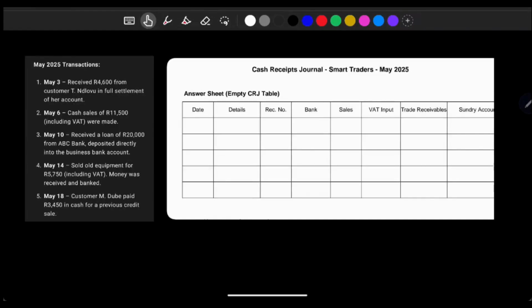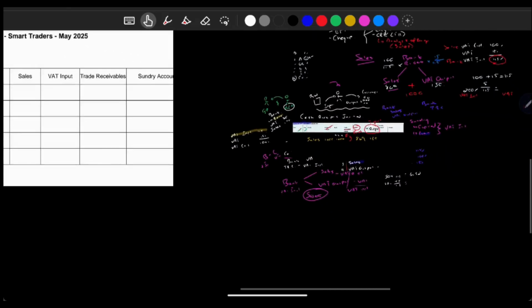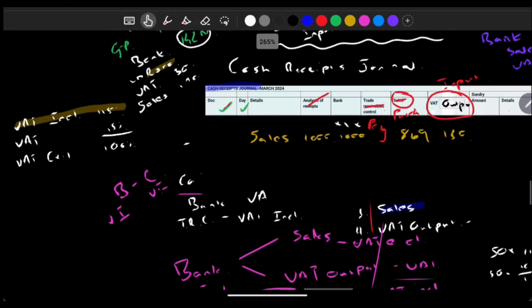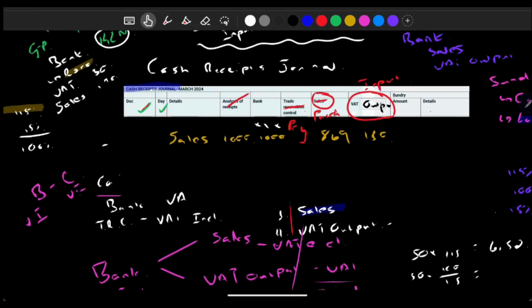Okay, so in the last session, we went through the cash receipt journal, understanding each column on the journal and which amounts go towards those columns.